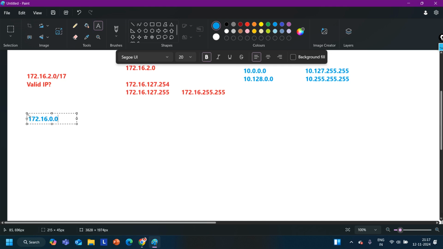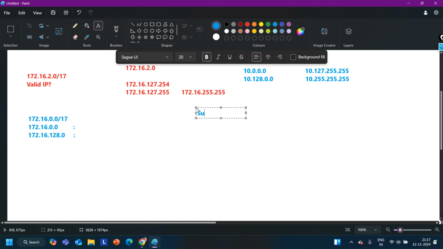Like 172.16.0.0/17, right? So we have two subnets, 172.16.0.0 and 172.16.128.0, and in both subnets how many IP addresses are there? In both subnets 2 to the power 15 IP addresses are there, right? Means the number of IP addresses is equal, right? So this is FLSM. What we called it, FLSM.